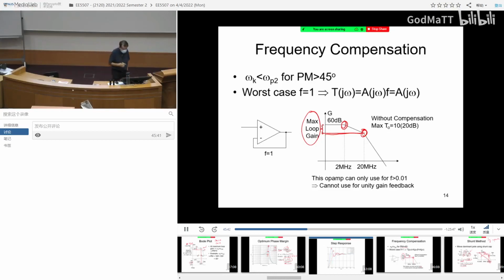Because if you apply this amount of feedback, you're going to end up having 135 degrees, and that gives you 45 degree phase margin. Okay? If you don't do anything, that is what happens. So for this op amp, if you target 45 degrees, the feedback factor that you can use is only 0.01. How do I figure that out?